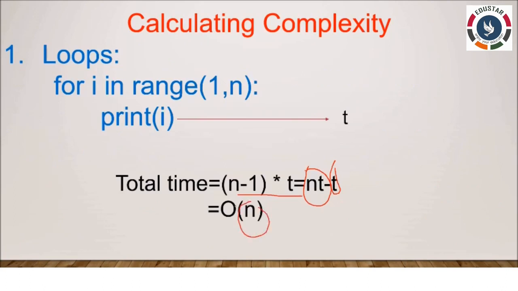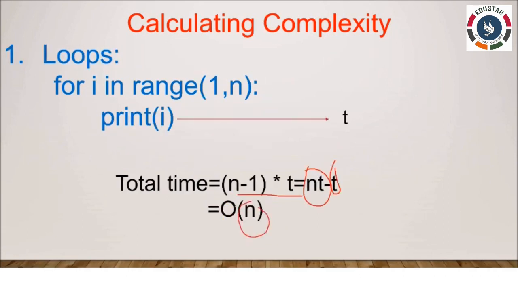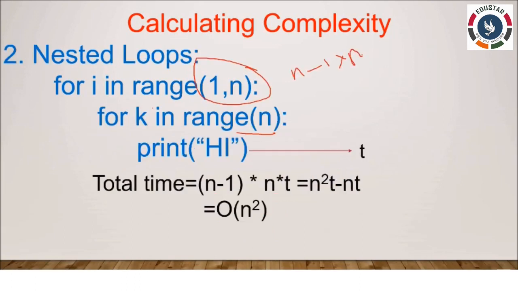So what is the formula? Total time equals (n minus 1) star t, equals nt minus t. So finally we are getting the Big O notation of O of n.